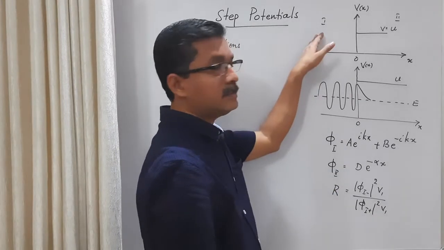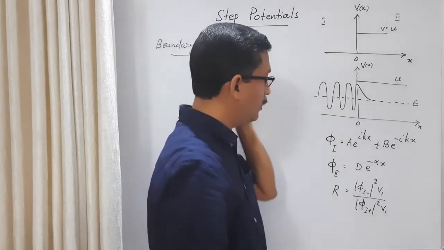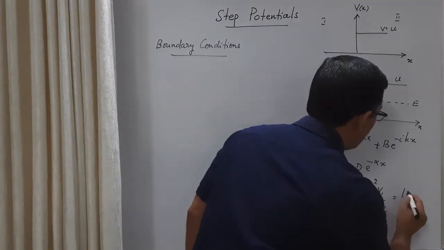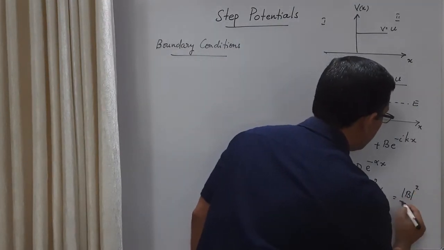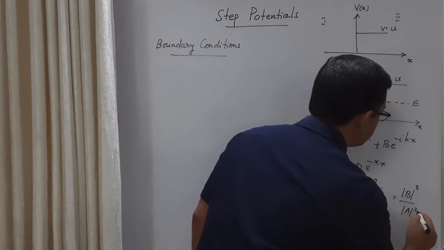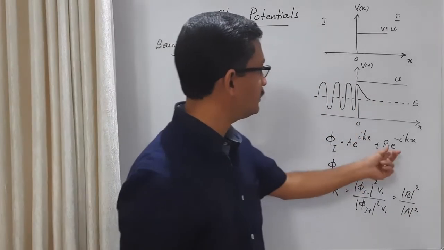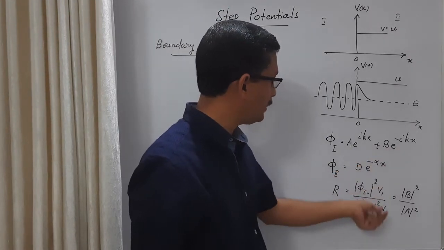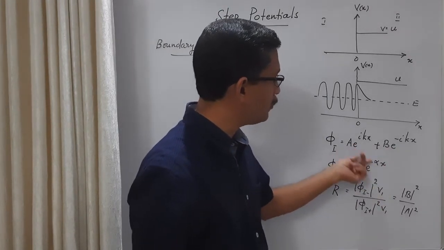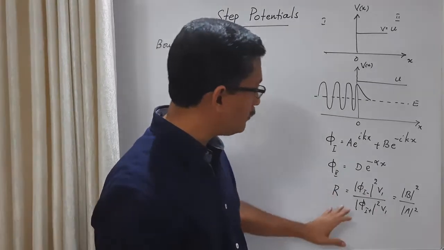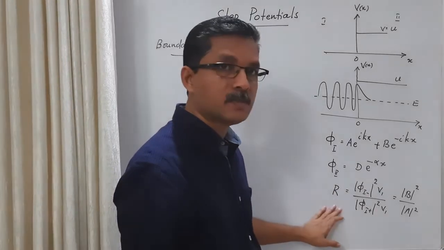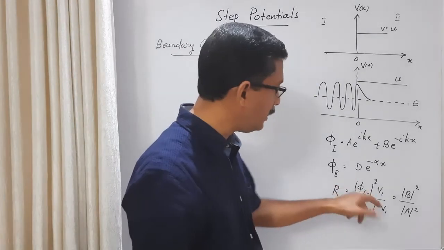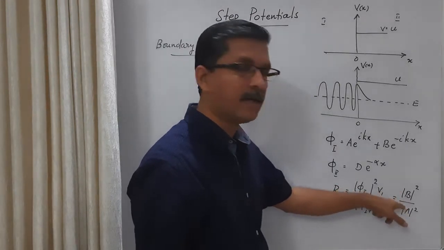Since both the incident wave and the reflected wave are in region 1, the velocity will be the same. So this is equal to mod b square by mod a square. Phi1 minus is this part, so its square is mod b square, v1 will cancel, and phi1 plus square is mod a square. We will come back to the question of transmission probability a little later. First let us calculate the reflection probability. So we need the relationship between b and a.